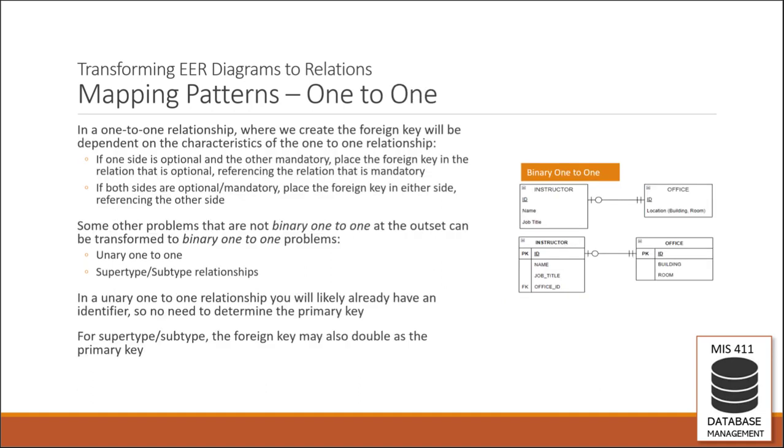Another pattern that we'll see while mapping is the mapping pattern of one-to-one relationships. It's slightly different than a one-to-many. In a one-to-one relationship, where we create the foreign key will depend on the characteristics of the relationship itself. If both sides of the relationship are optional, or both sides are mandatory, it doesn't matter that much which side you place the foreign key reference in. You still will need a foreign key reference, since we need some way of interlinking these tables, but it won't matter as much which side you place it in. Wherever makes the most sense to you.